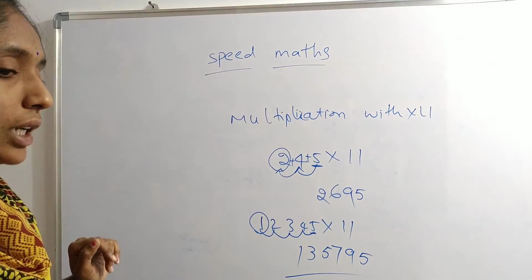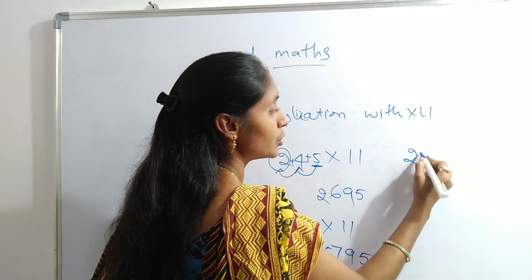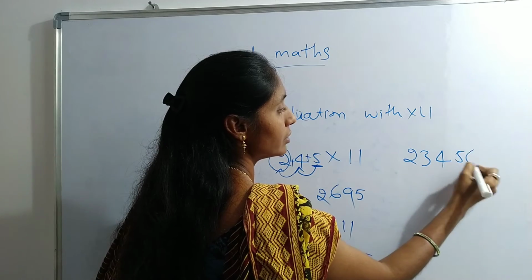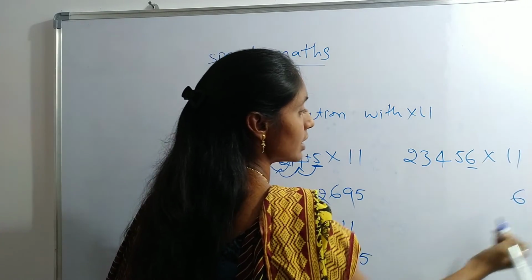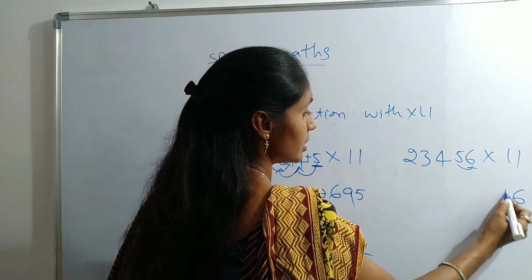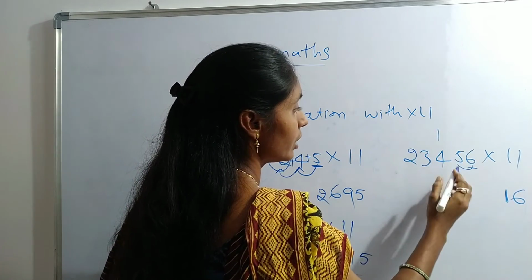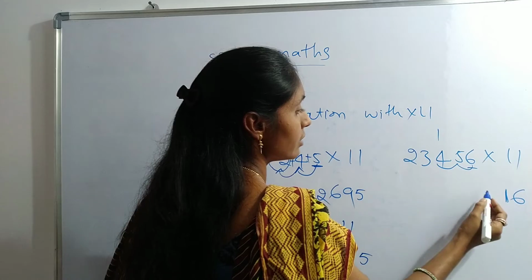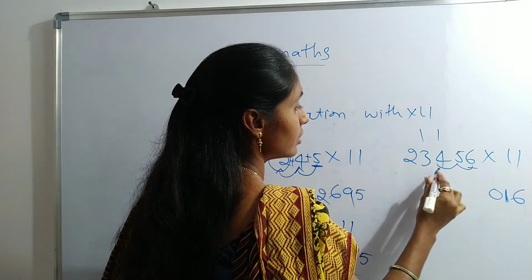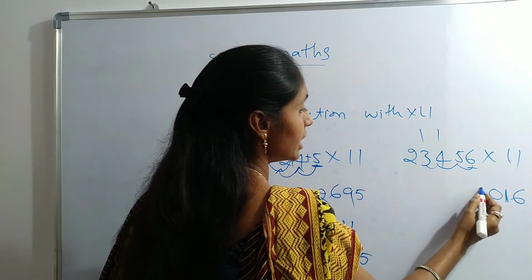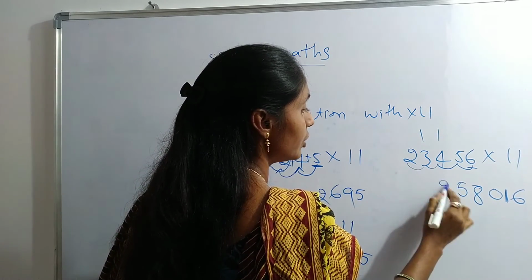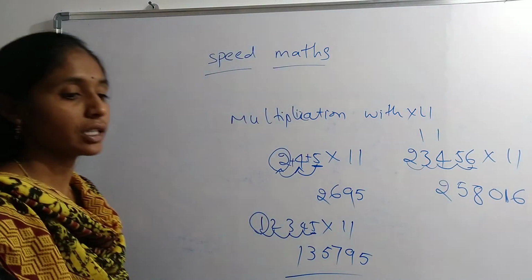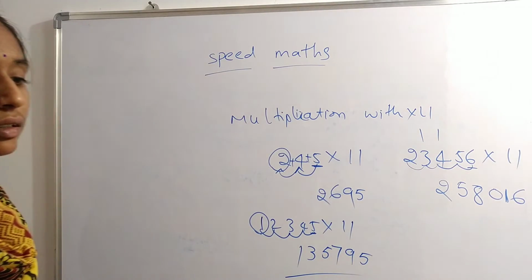Let me take another example. 2, 3, 4, 5, 6 into 11. Take the units value as 6. 6 is 6. Take the units value and carry forward. 5 plus 6, 11. 4 plus 5, 9 and 1, 10. 3 plus 4, 7 and 1, 8. 2 plus 3, 5 and 1, 6. So the answer is 2, 5, 8, 0, 1, 6.